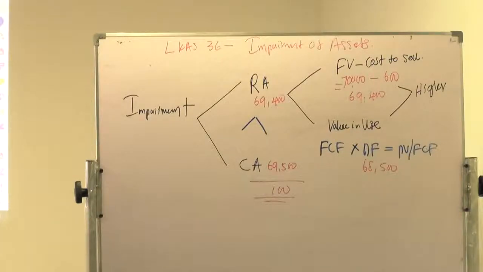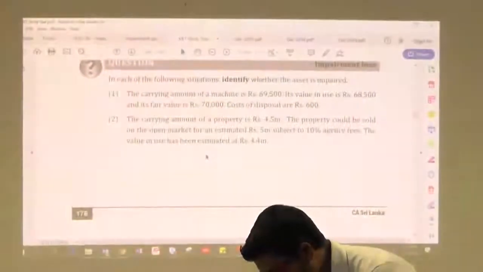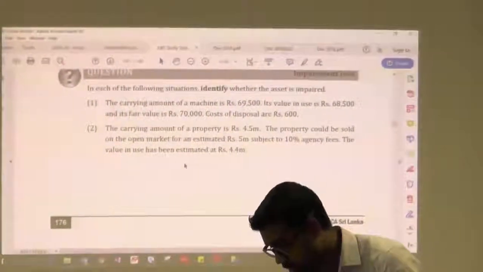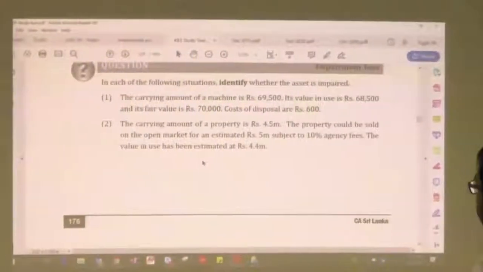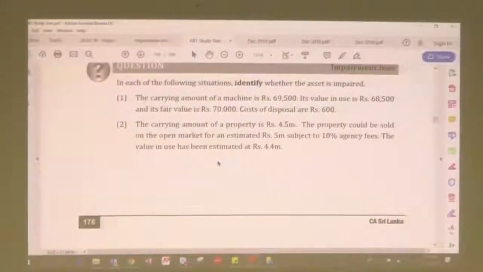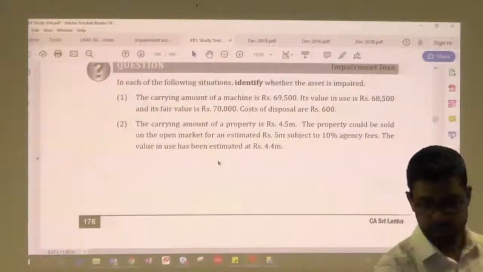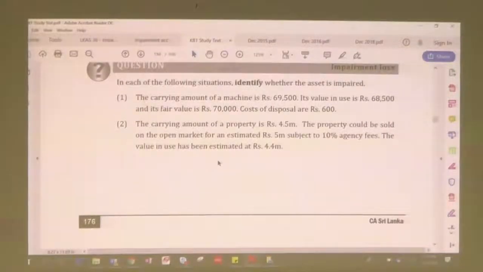Now with numbers you can understand, I believe. If you read the second part of this question, now see the second part of this question, read it. The carrying amount of the property is rupees 4.5 million. I will erase these numbers to explain the second example. Right, erase this and take the second example. The carrying amount of a property, 4.5 million.